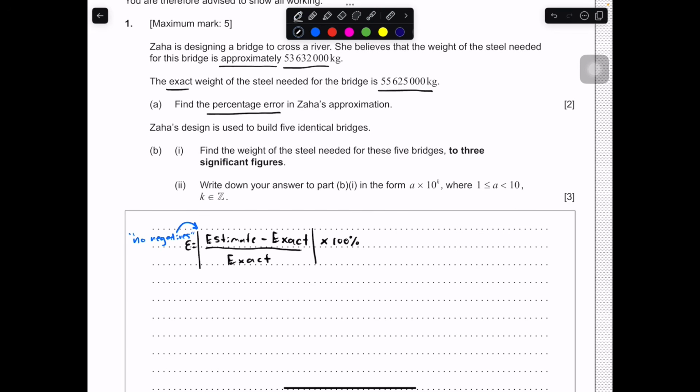So let's write out our percentage error for these values. Our estimate was 53,632,000. Our exact was 55,625,000. And we'll write this out over our exact value. Lastly, we want to represent this as a percentage, so at the very end we'll multiply by 100. Okay, let's go to the calculator screen and work this out. Let's go into the calculator.